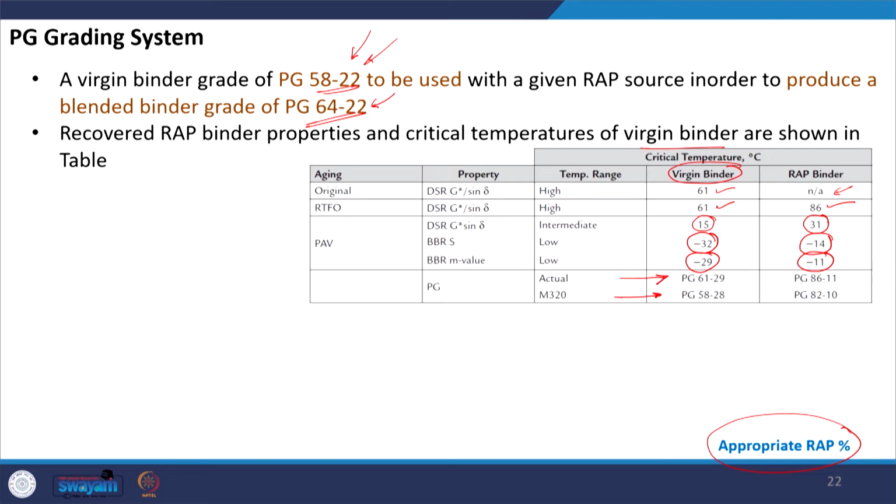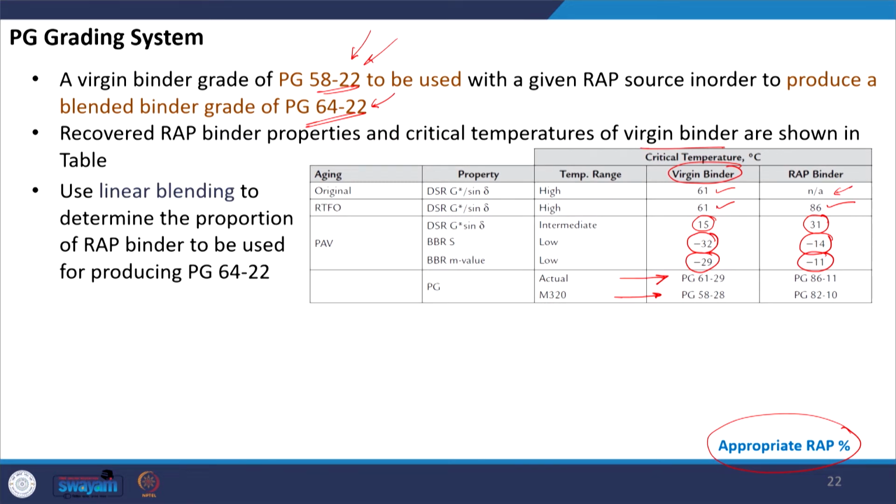Now, let us talk about the steps. Again we will use the linear blending formula to determine the proportion of RAP binder to be used for producing PG 64 minus 22.